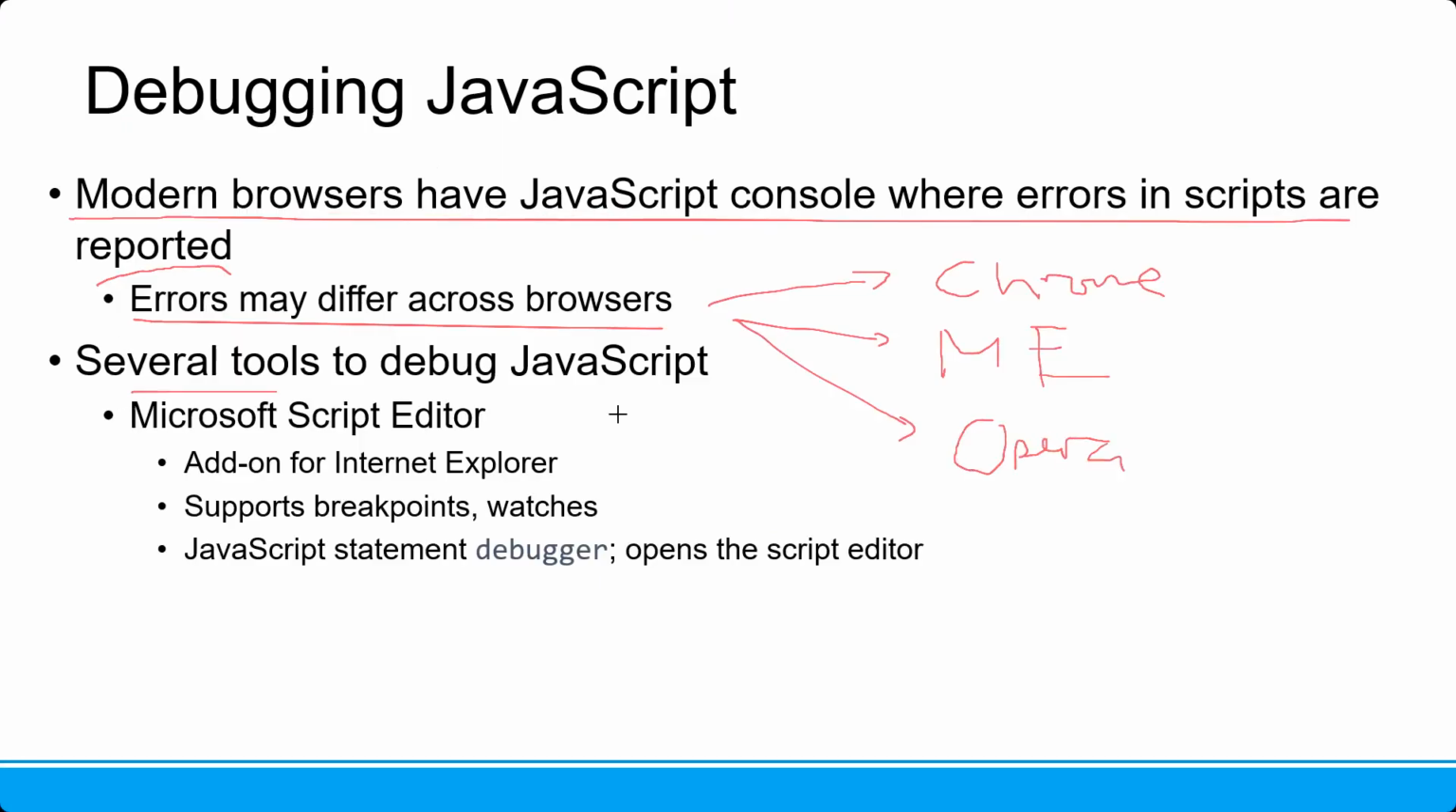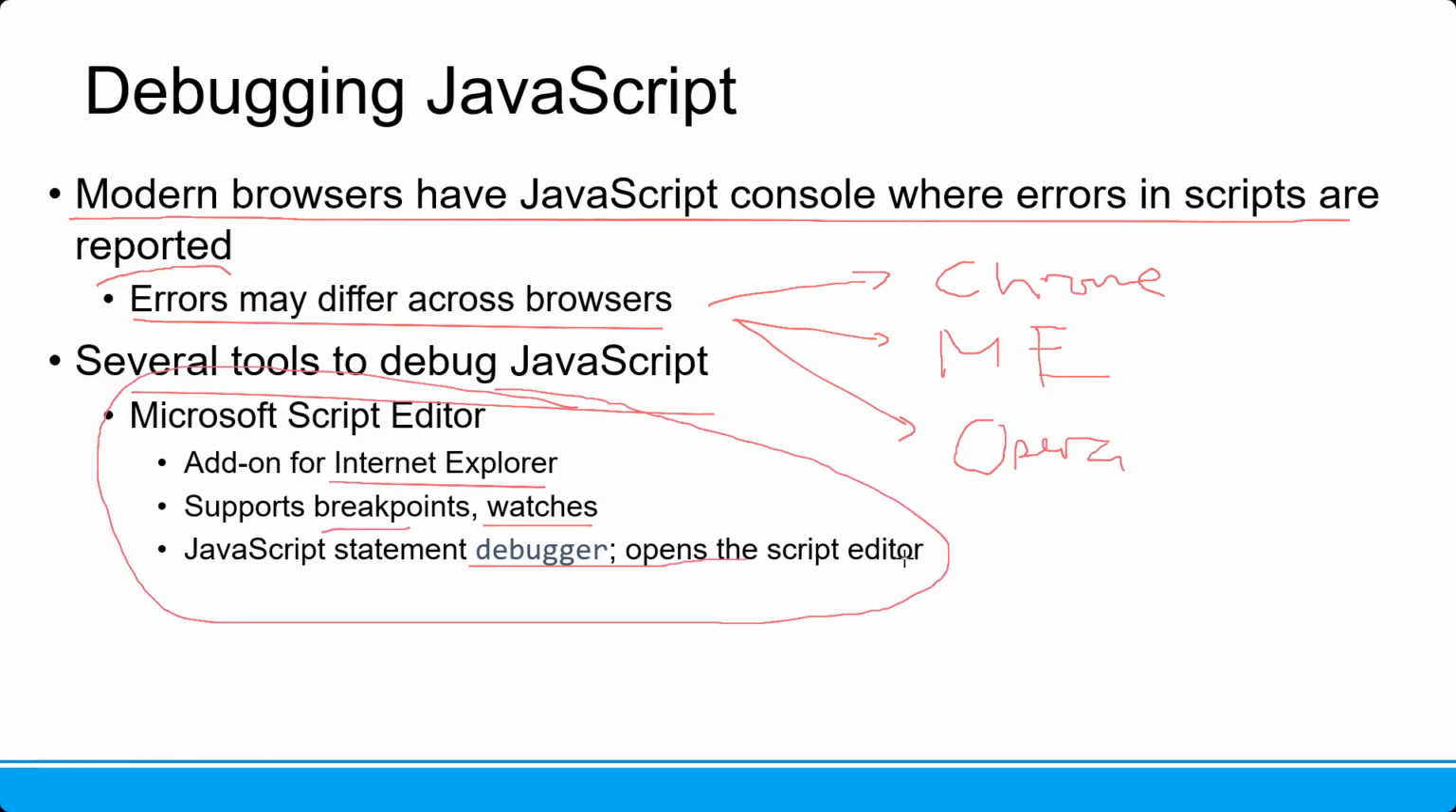There are several tools to debug JavaScript. For example, you can use the Microsoft Script Editor, which is an add-on for Internet Explorer. There are breakpoints and watches. Whenever you click something, there is a watch. And also there is the debugger statement.